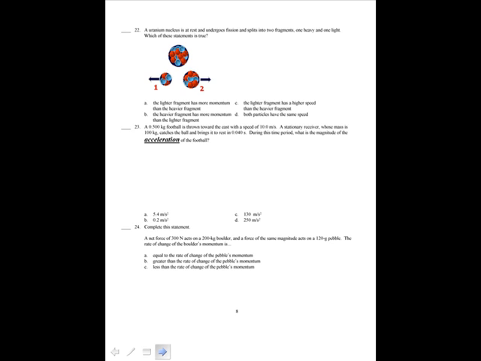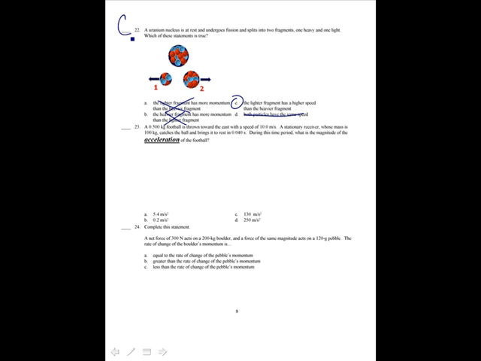The uranium nucleus is at rest and undergoes fission and splits into two fragments, one heavy and one light. Which of these statements is true? The lighter fragment has more momentum. That's not true. They both have the same momentum. The heavier fragment has more momentum. Not true for the same reason. The lighter fragment has a higher speed than the heavier fragment. It has the same momentum, and since its mass is much smaller, its speed is bigger, so that is correct. And both particles have the same speed. That's not true. So 22 is C.